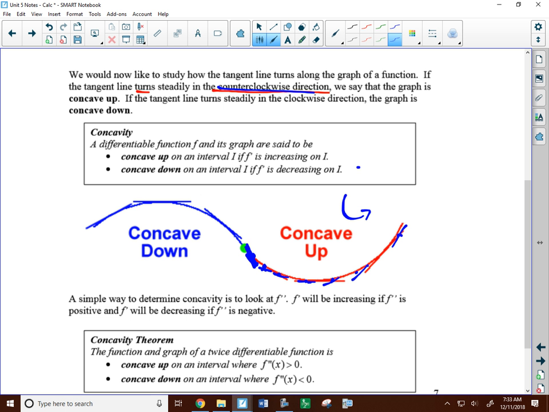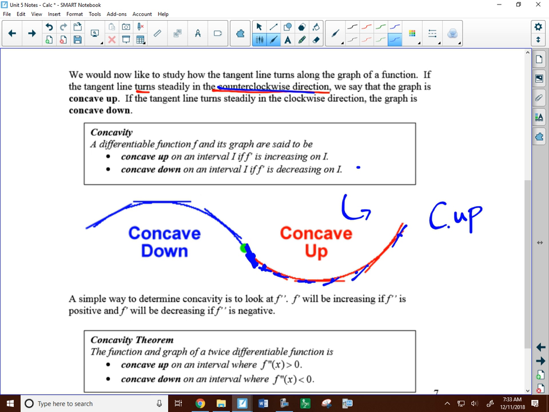Now, one thing students sometimes mix up is concave up and concave down, so there's a little rhyme to help you. Concave up is shaped like a cup. I also found out that if you abbreviate it like C up, it actually spells cup. So concave up, shaped like a cup.